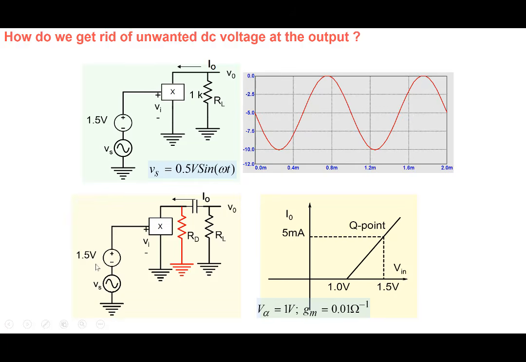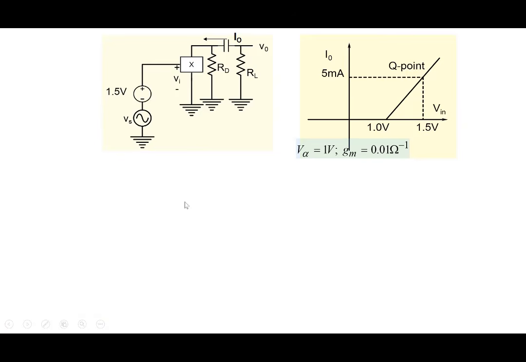So now what happens is, when we forget for a moment the signal here, when you apply 1.5 volt here, it requires 5 milliampere current to flow here to operate at this particular point. The transistor needs to operate at this particular point here. And this RD provides a path here. RD will provide a path for this DC current to flow here.